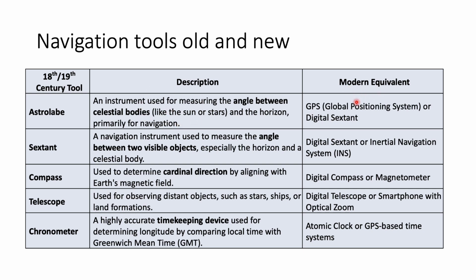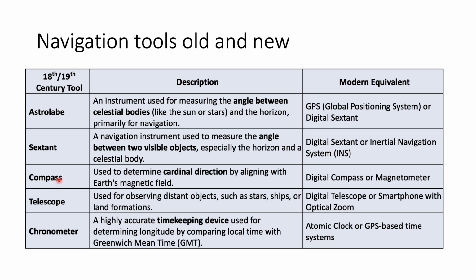But in the current world, what we are using is GPS, that is Global Positioning System, or a digital sextant for the same purpose. Sextant is the normal one which people in the 18th or 19th century used. Here, the navigation instrument is used to measure the angle between two visible objects, especially the horizon and the celestial body. And this is now being replaced by the digital sextant or inertial navigation systems.